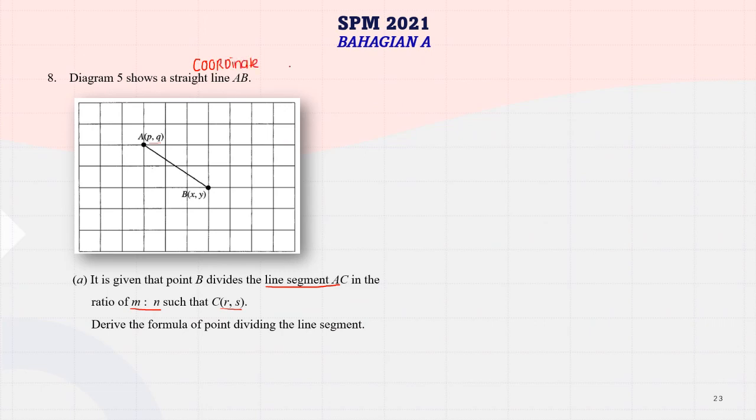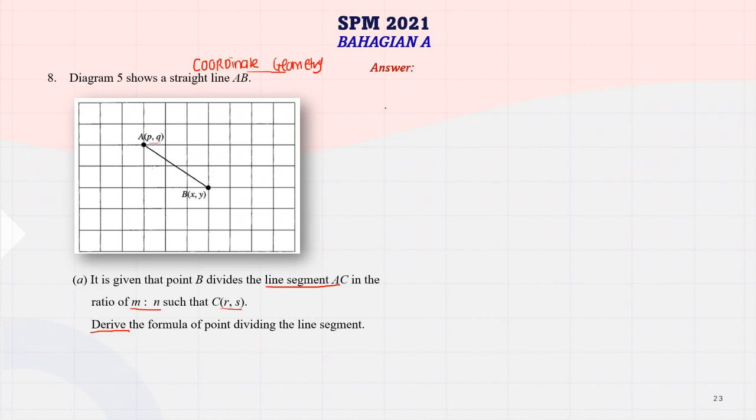Coordinate geometry. Geometry is quite big. Coordinate geometry is big, its coverage of subtopics is a lot. There is midpoint, finding line segment, finding the area, all that. So we need to know those. And then from here it says derive the formula of point dividing the line segment. Okay. We want to know what is the formula to find the dividing line segment. So for that one we try to look here.